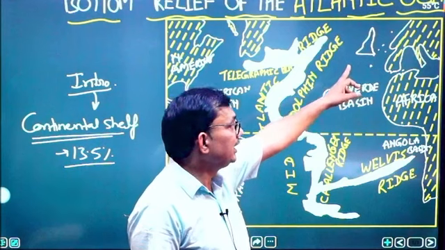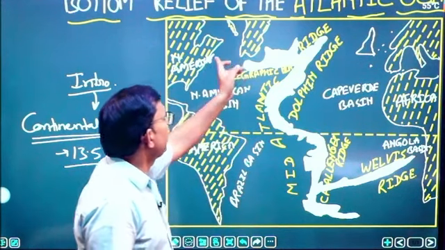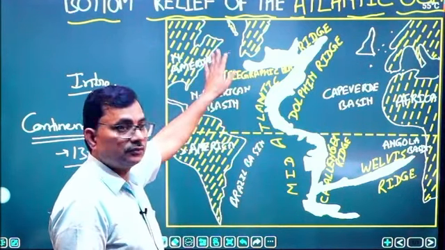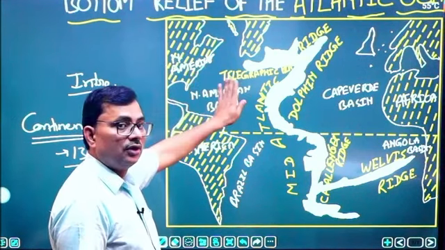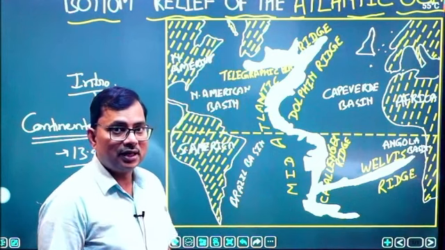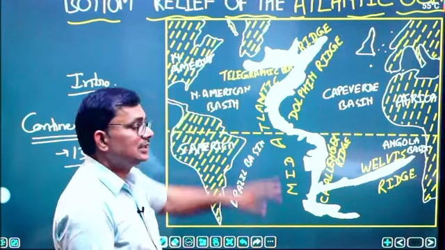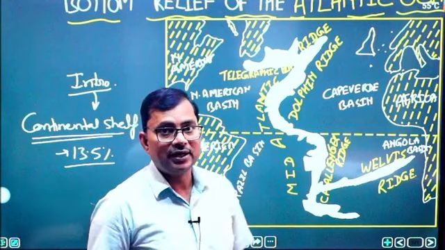Then not only in this region, simply you can say in the eastern part of North America or the northwest part of the Atlantic Ocean, also in this region we can see a wide continental shelf.